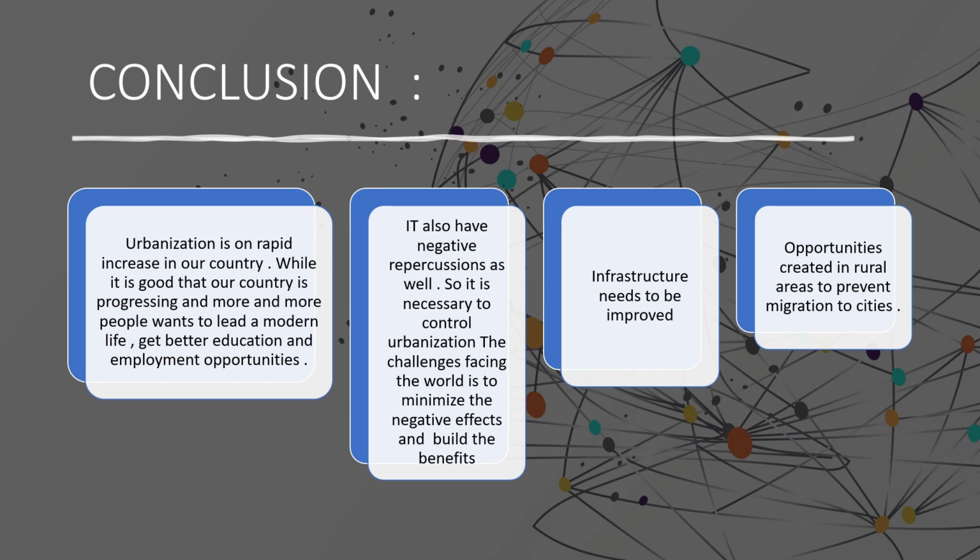So it is necessary to control urbanization and the challenges facing the world, to minimize the negative effects and build the benefits. And infrastructure needs to be improved, opportunities created in rural areas to prevent migration to cities. And it is important to remember that urbanization is a long-term process and it is possible to solve all these problems in the future. And among them, the focus in urbanization is always on economic and environmental effects. So that's it from our side, and I hope we have described all the things very clearly.